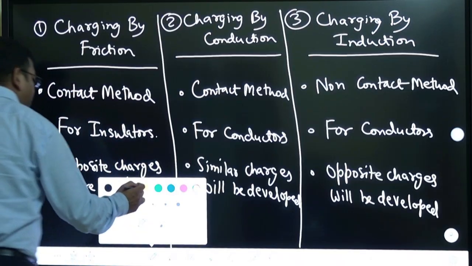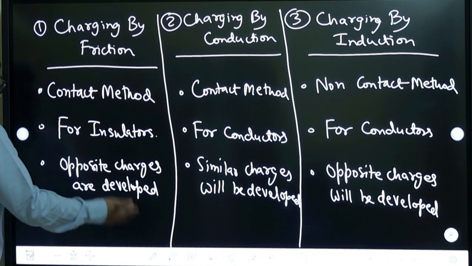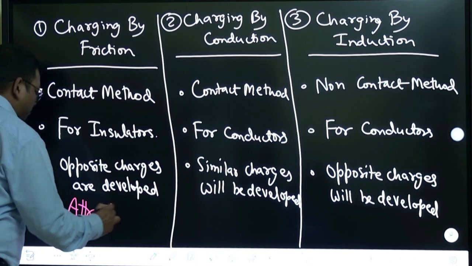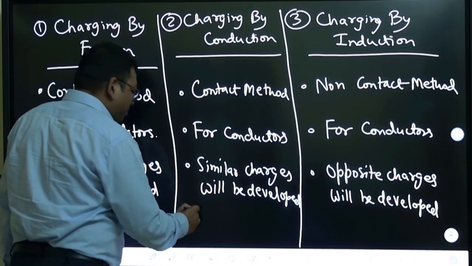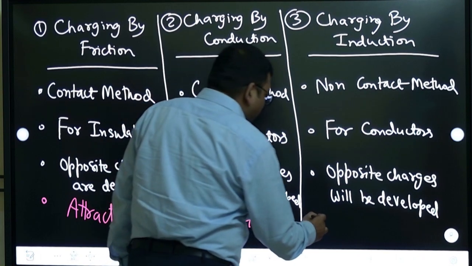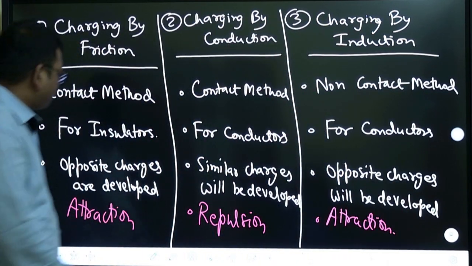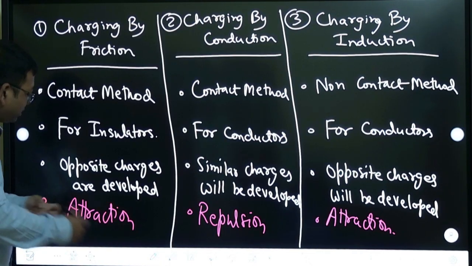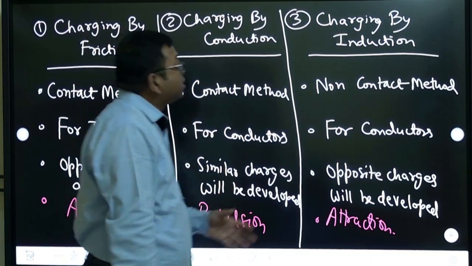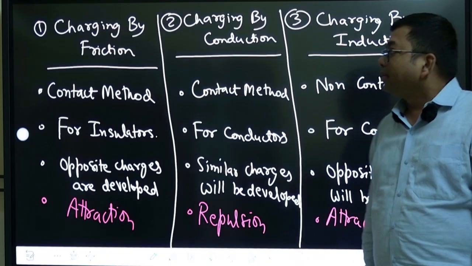Now you can write what will happen because of these charges. Opposite charges develop means attraction will happen. Here similar charges develop means repulsion will happen. Here opposite charges develop means attraction will happen. So this is the point we should note: if you do charging by friction, finally the objects will attract, charging by conduction means finally they will repel each other, and charging by induction means they will attract each other. These are the important points that we should know.